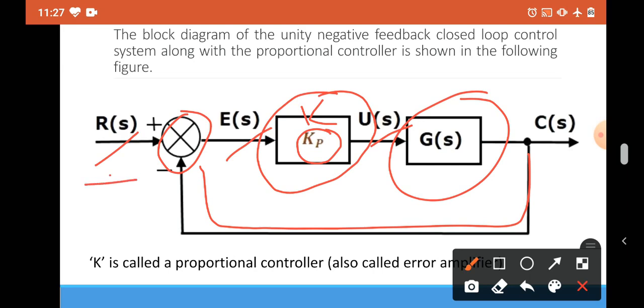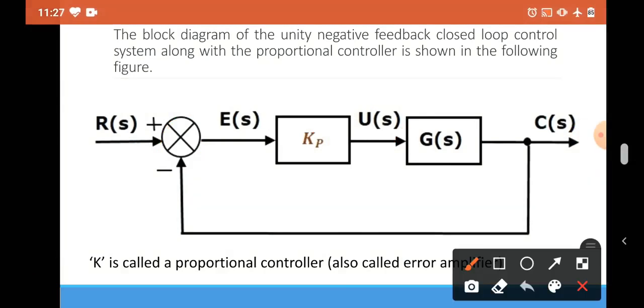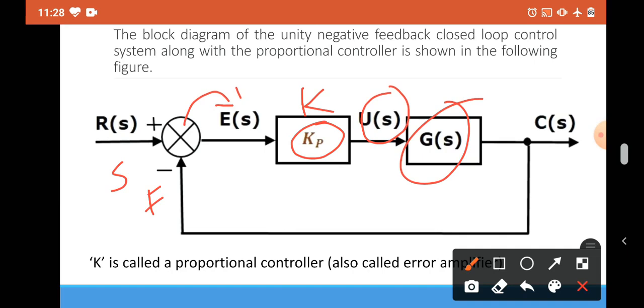The input signal or set point will be given here, then it will be compared with this feedback, and based on this, the error signal will be generated. This error signal will go into the proportional controller K. Based on this proportionality constant, it will generate some output signal, and this output signal will be given to the plant, where the plant will take some corrective action and generate some output, that is C(s).